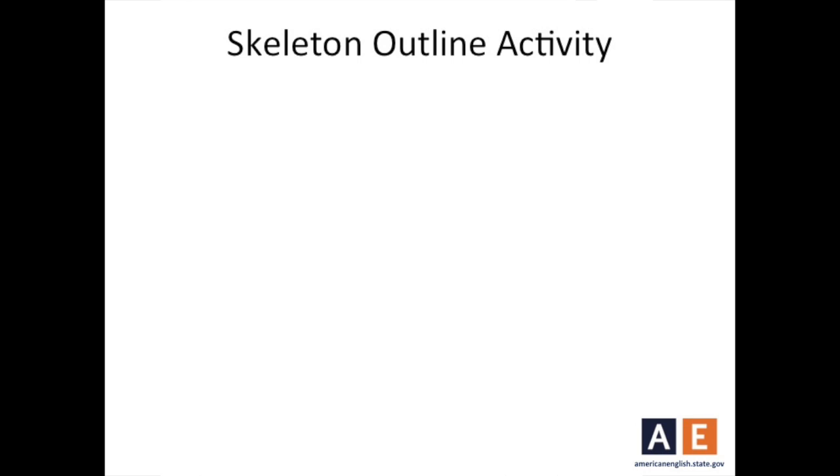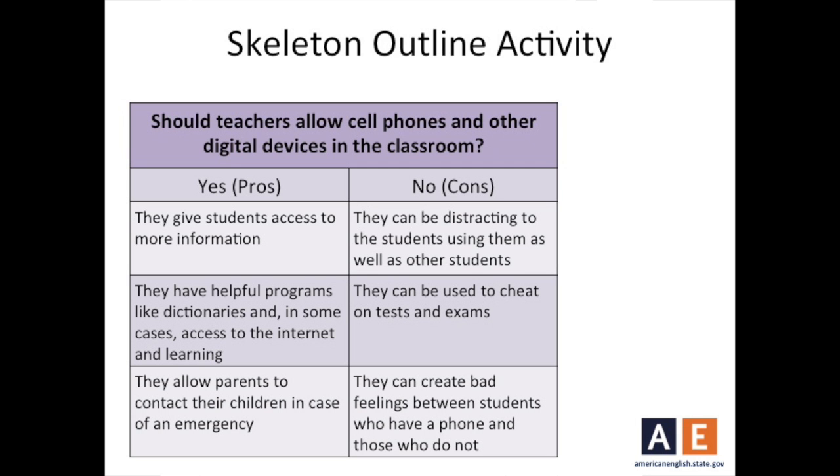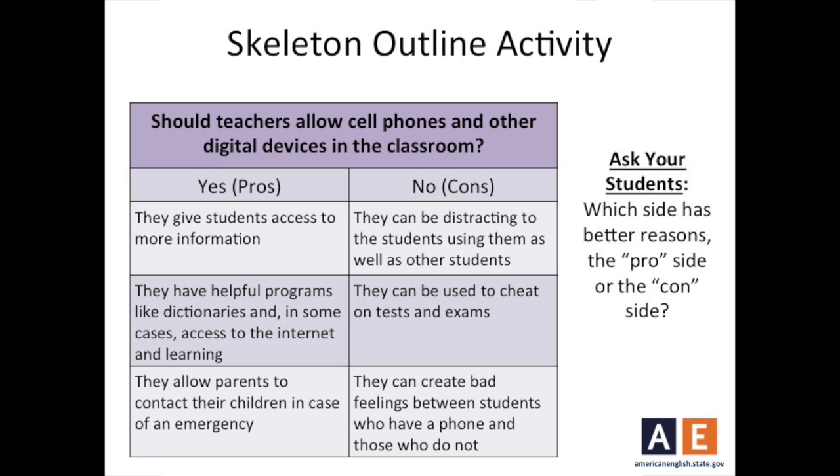When students create their own skeleton outlines, ask them to start by looking at the brainstorming list of pros and cons. When they are looking at that list, ask them 1 question. Which side has better reasons, the pro side or the con side? Give them a chance to discuss with a partner, but tell them that they must choose one side. Otherwise, it may be difficult to write a persuasive essay.